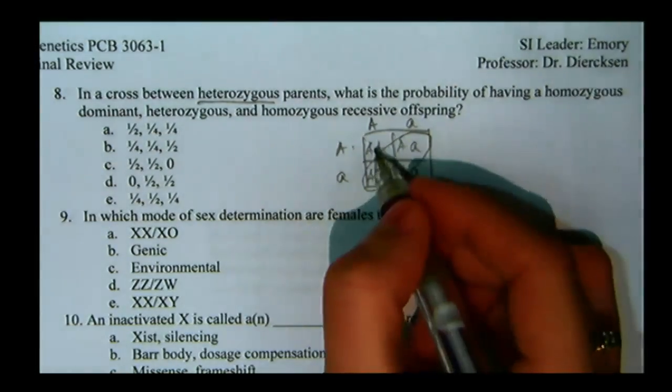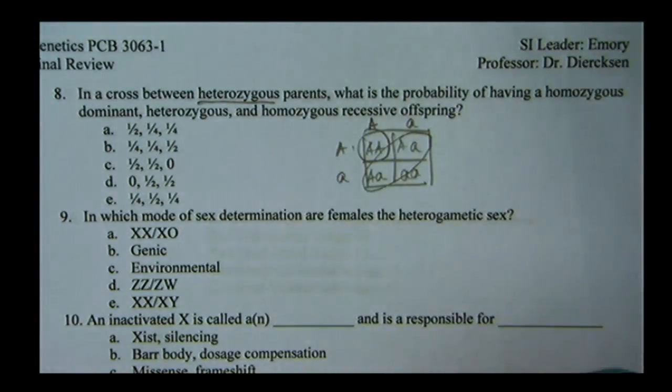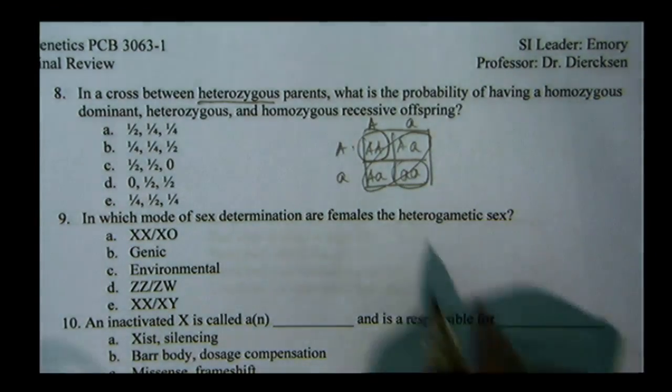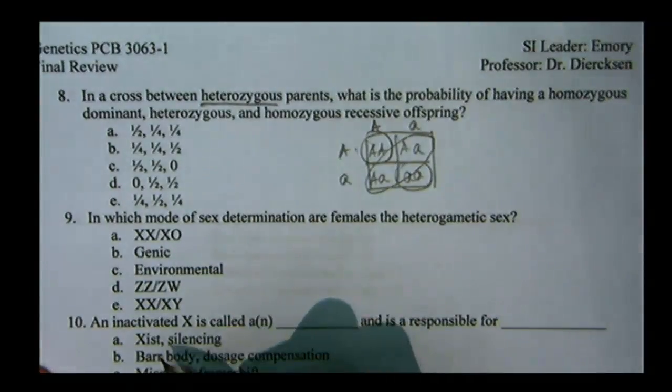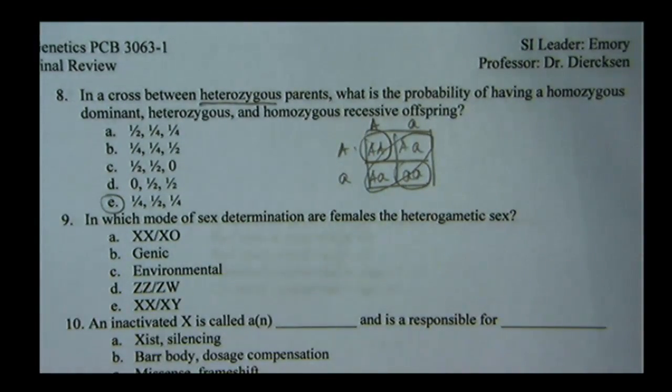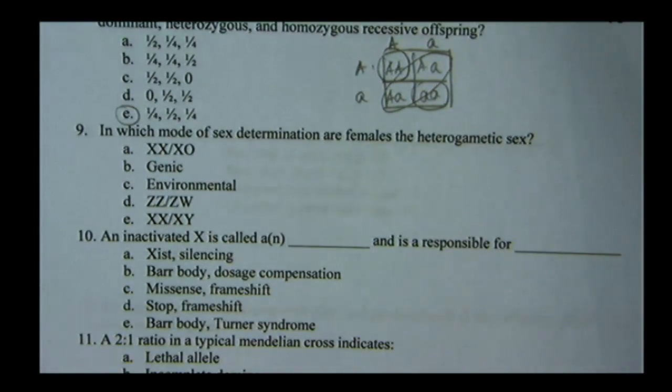Okay, and here is a straight memorization type question. The mode of sex determination in which females are the heterogametic sex. Remember, hetero meaning different, and this would be D. And always use these questions if you don't remember what each of these are determining for. Go back and check that out.